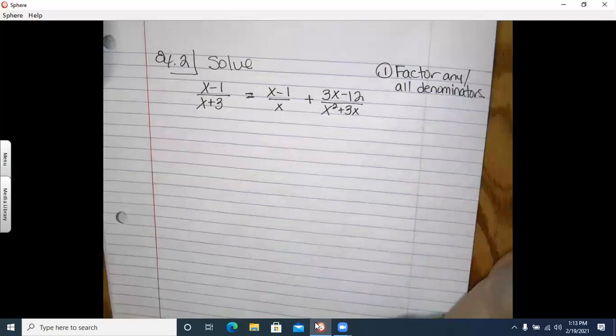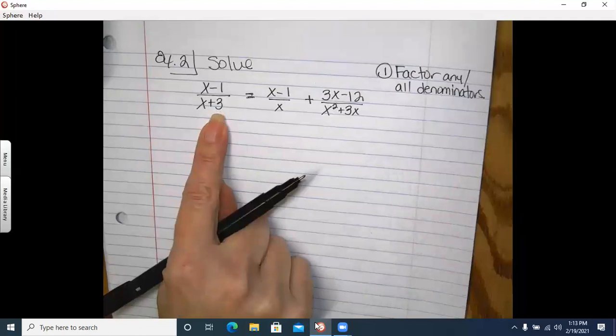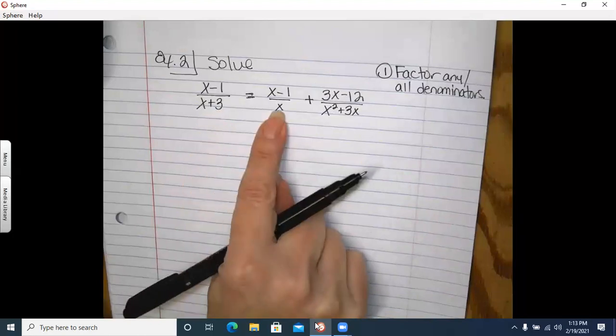So let's look at my first fraction. The denominator is x plus 3. Can that be factored? No, it's linear. Unless it has a GCF, it can't be factored. The second fraction has a denominator of x. Can I factor that? No. Any monomial, even if it could be factored, like say it was x squared, well, that factors to x times x, but a monomial you don't need to factor.